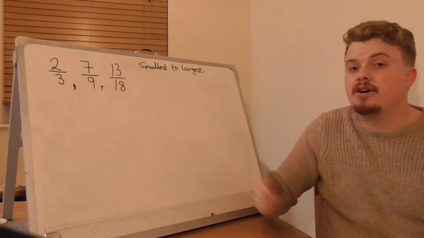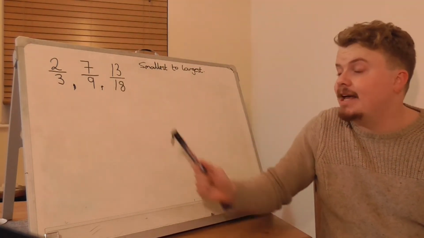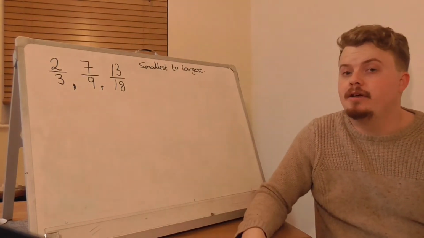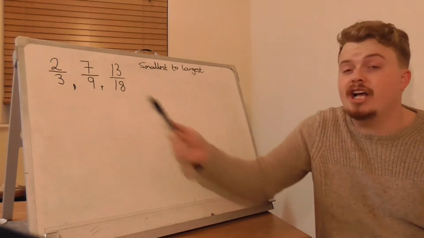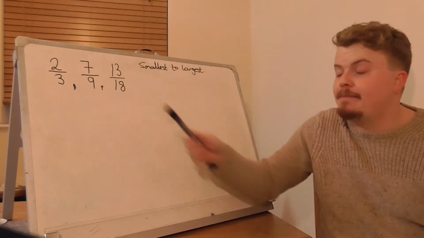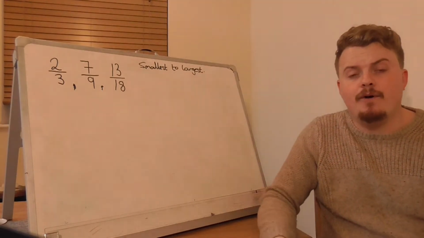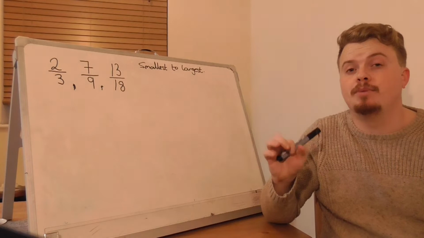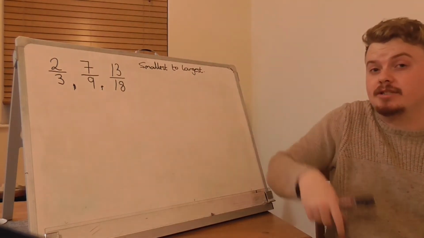Now, by looking at this, I know that 18 appears in the 3 times table. I know that 18 also appears in the 9 times table. And obviously 18 appears in the 18 times table. So therefore I know that 18 is a common multiple between all of these fractions.